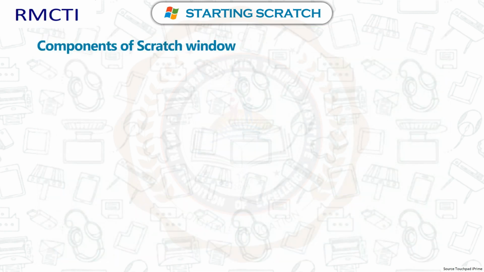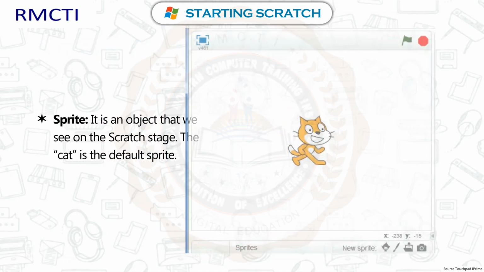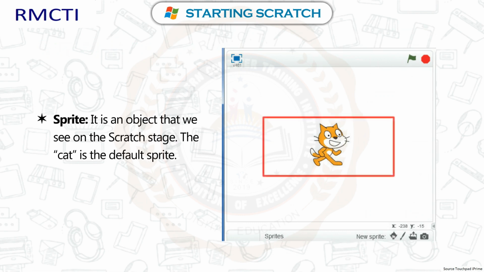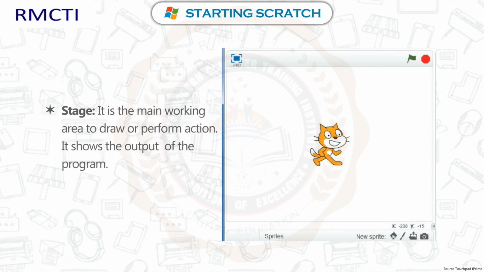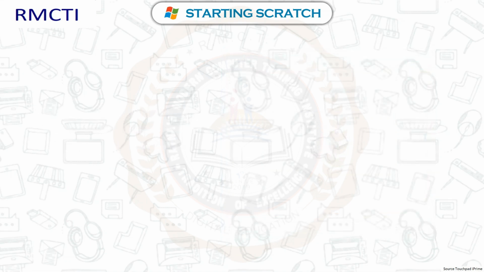Components of the Scratch window. Let us learn about the components of the Scratch window. Sprite. It is an object that we see on the Scratch stage. The cat is the default sprite. Stage. It is the main working area to draw or perform action. It shows the output of the program.